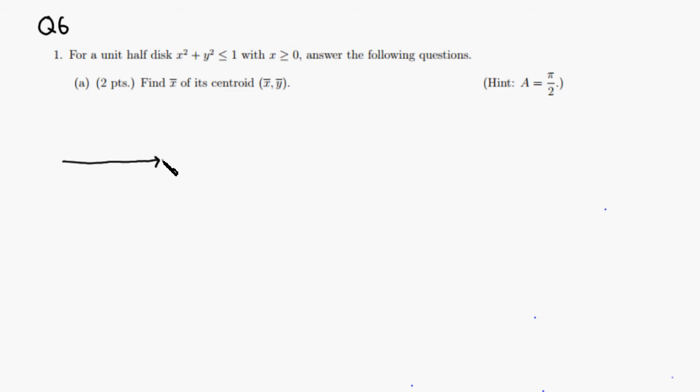So here's the x-axis, here's the y-axis, and the origin. And so it's a unit disk, so the radius is 1. So we're looking at this region right here, this half disk.